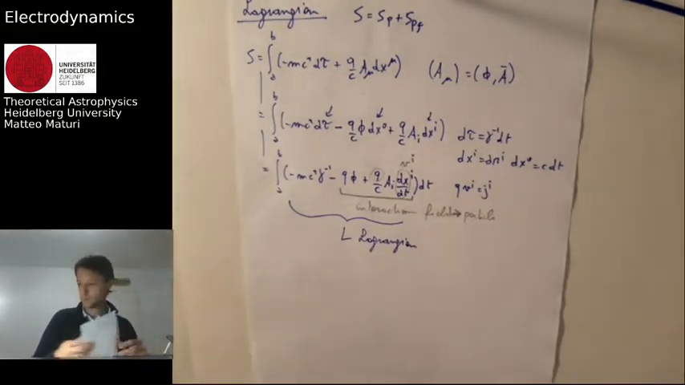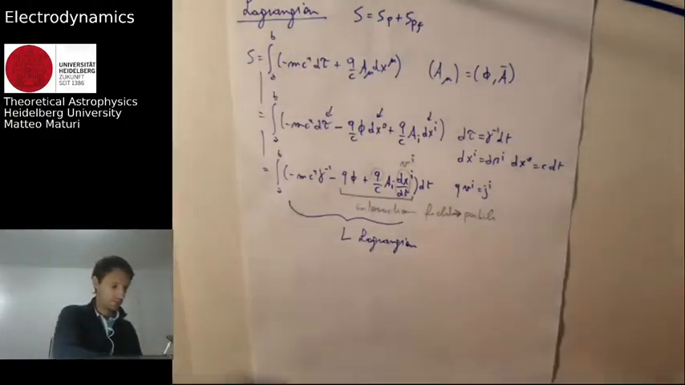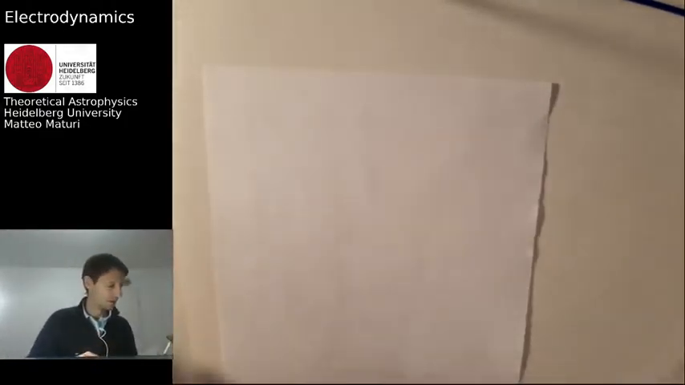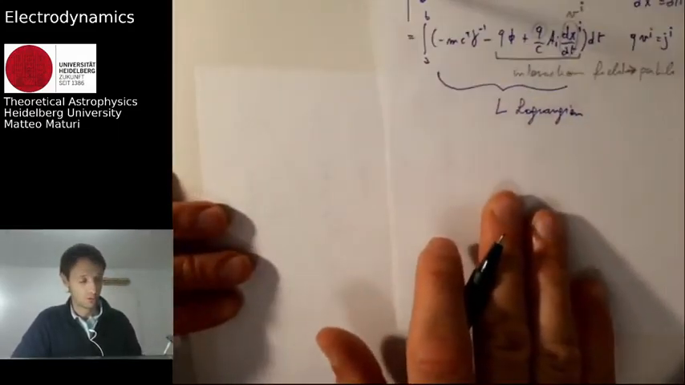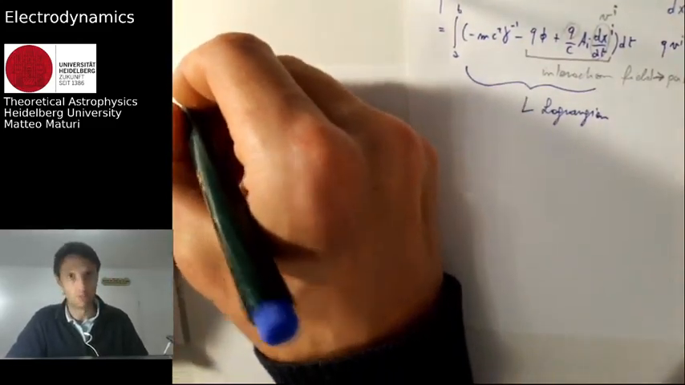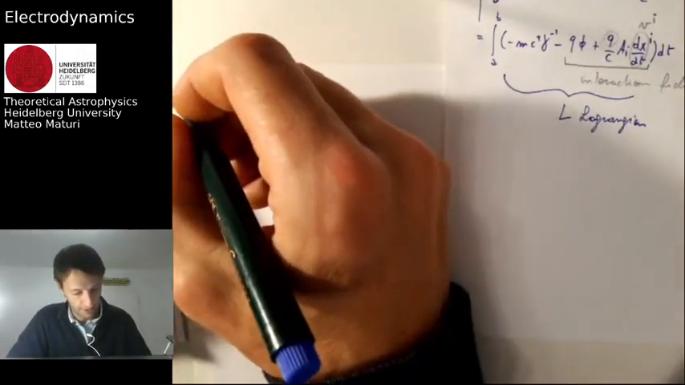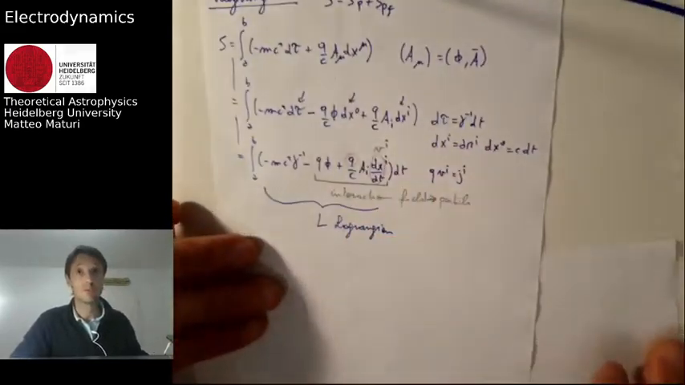Let's now get a clean piece of paper. Good. So now that we have the Lagrangian, we can continue and find the generalized momentum. So we are moving toward the Euler-Lagrange equation. Now that we have the Lagrangian, we can define the generalized momentum. Let's write it here.